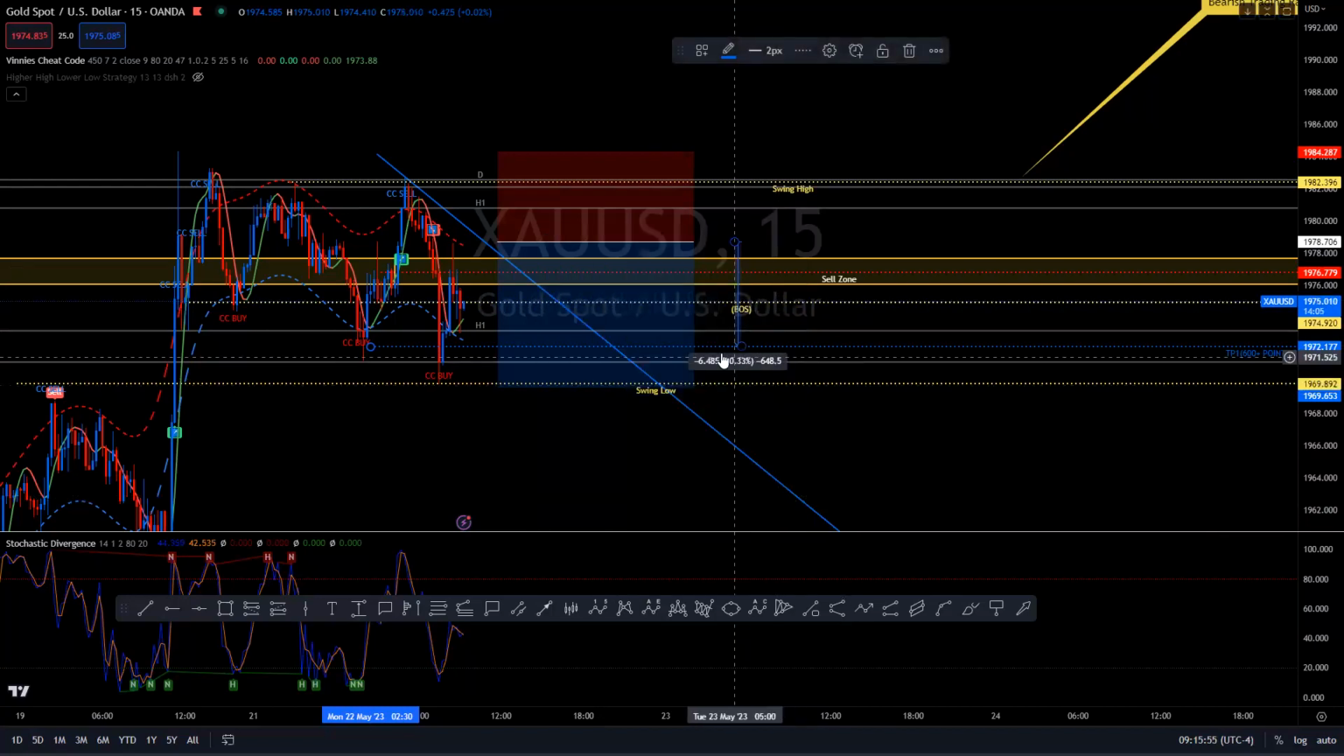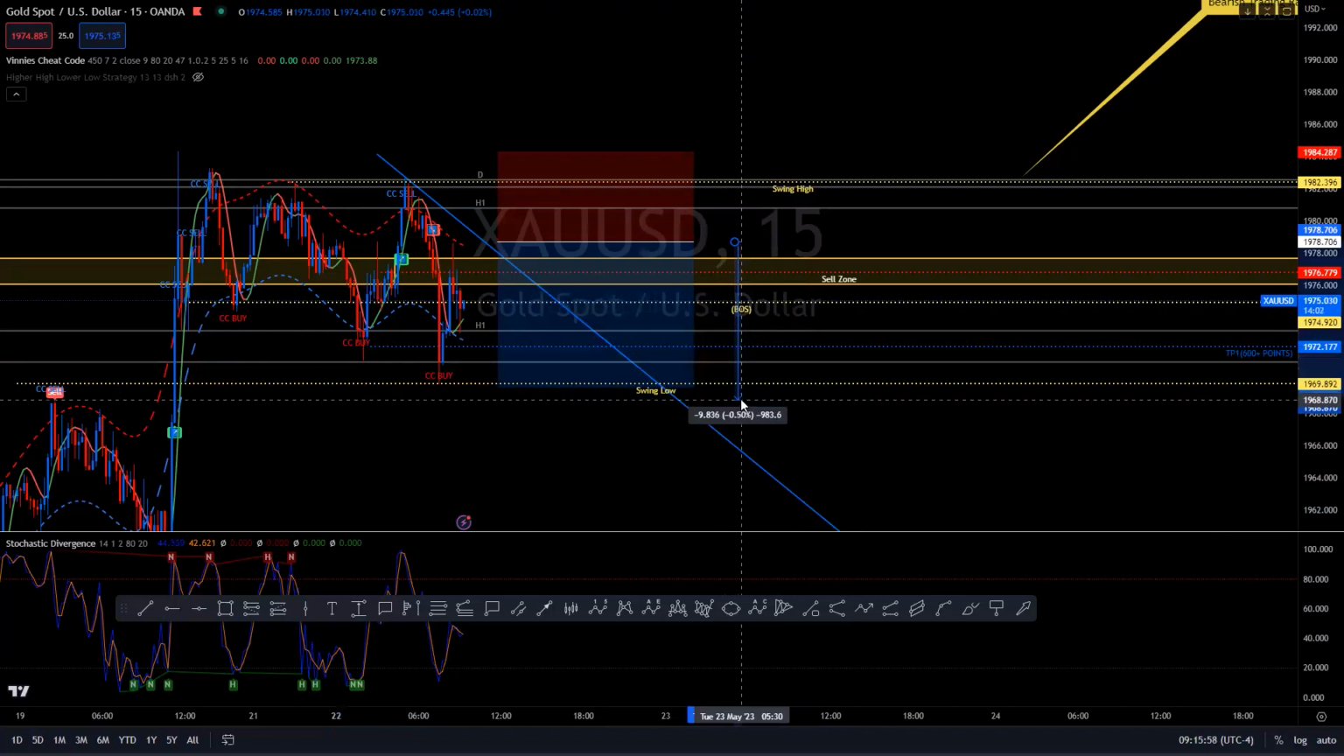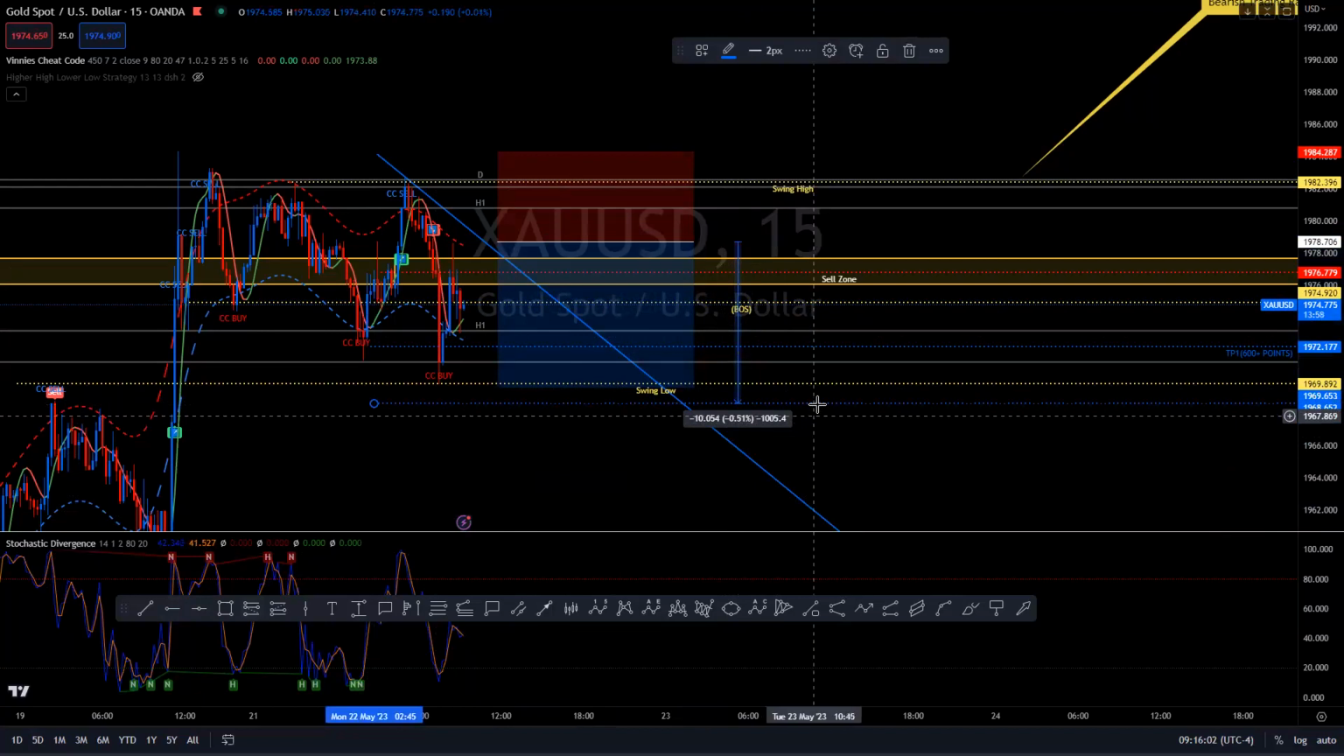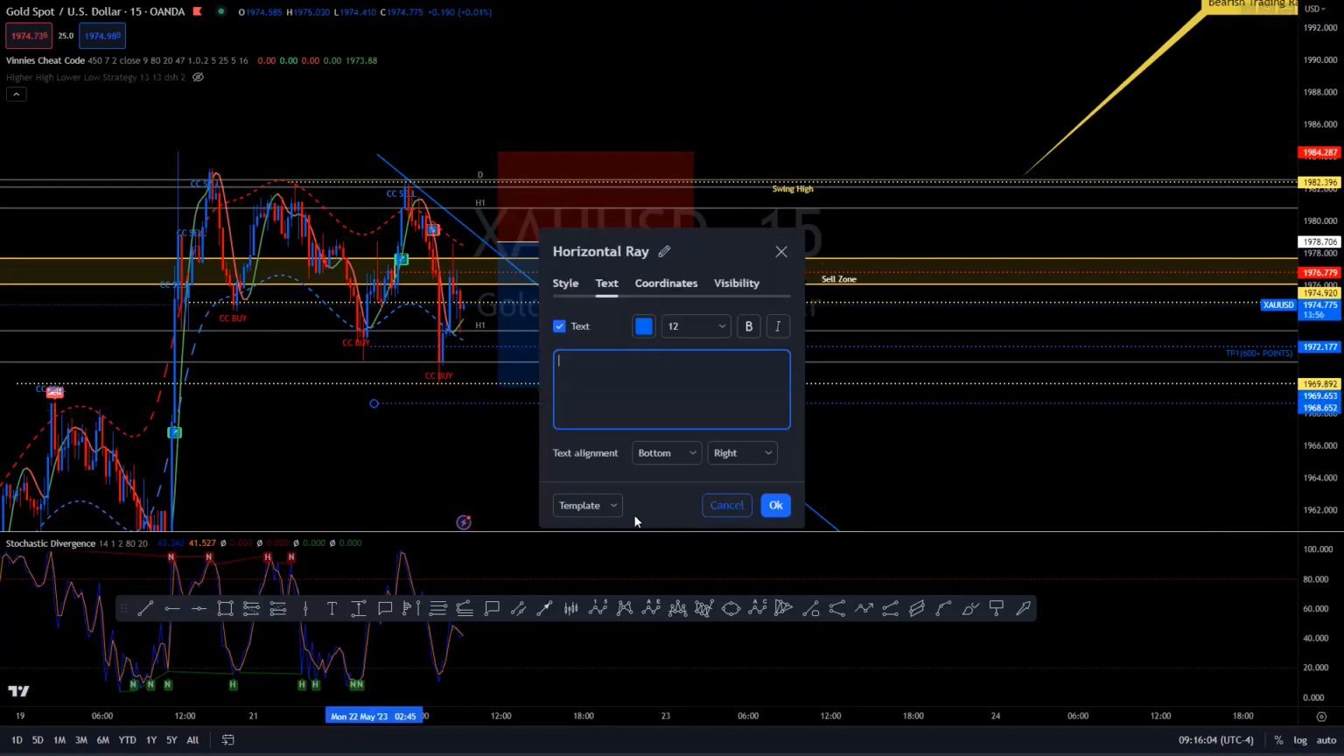Put that in. Then ultimately, with this many points in gold, if it goes down here, that's the second TP, the TP2.